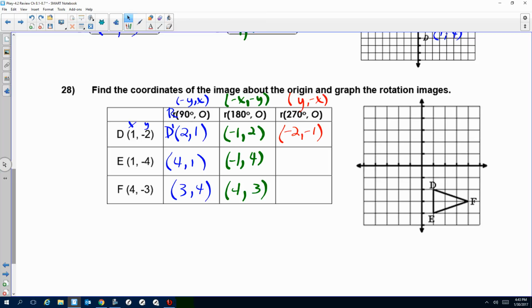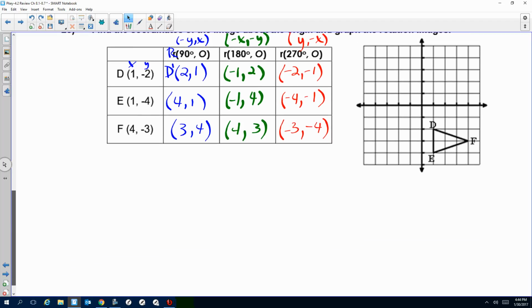And then our last one, we're going to switch them and change the x coordinate. Switch and change the x. So this would be negative 4. The x is positive 1, so now it becomes a negative 1. Sorry about that. And then we have negative 3 comma negative 4. All right, good job if you got those. Go ahead and graph them so you can see how that triangle is rotating around the origin. I think it turns out to look kind of like a fan.